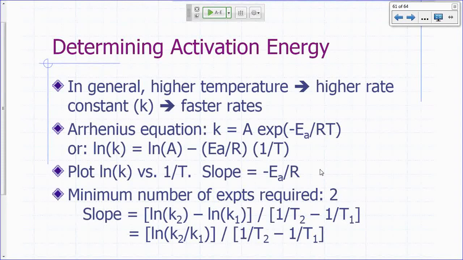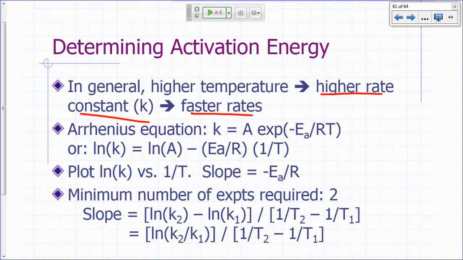As we've mentioned earlier, in general, the higher the temperature when you do your reaction, the higher the rate constant, and a faster rate. Why is that? Reactions occur because of collisions, right? So the higher the temperature, the faster the molecules or atoms are moving, the more often they collide. They have more energy to overcome what's called the energy of activation, the minimum energy you need for the reaction to occur. Okay?